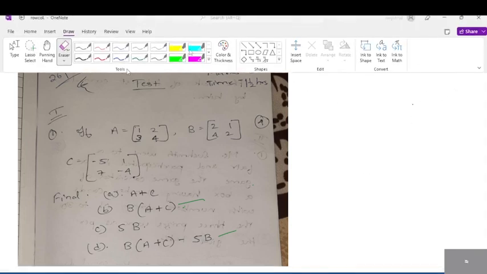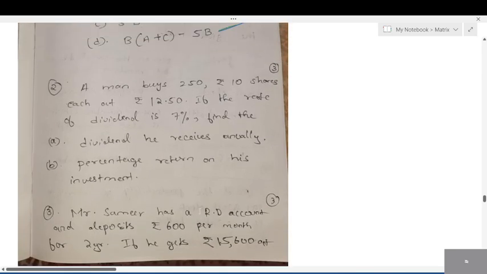Now, after the class, will you all be able to solve these two questions, multiplication based, B and D? Okay, try B and D. All of you will try B and D multiplication and send it later. Right? Next question. Yeah, shares and dividend.